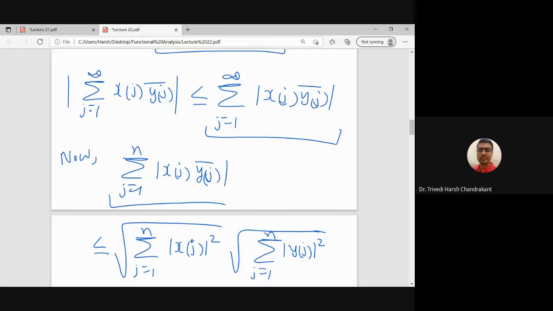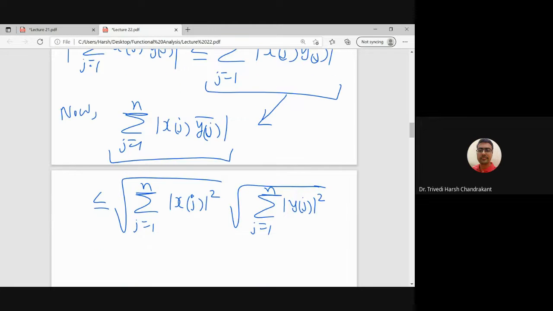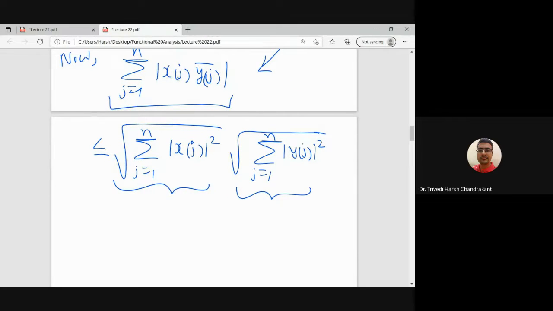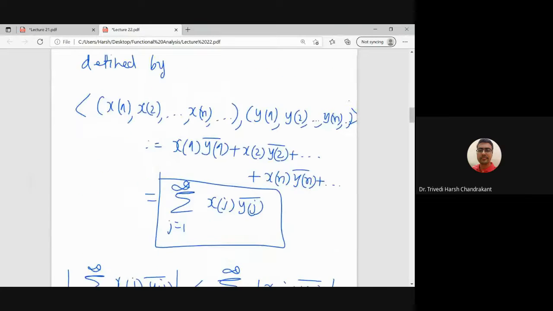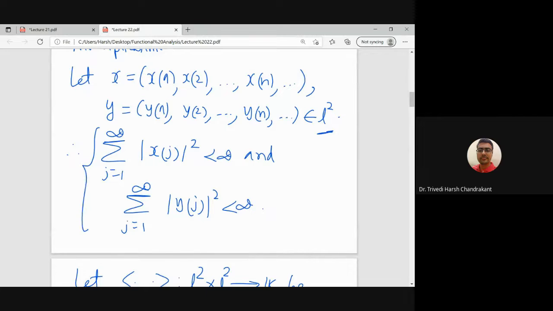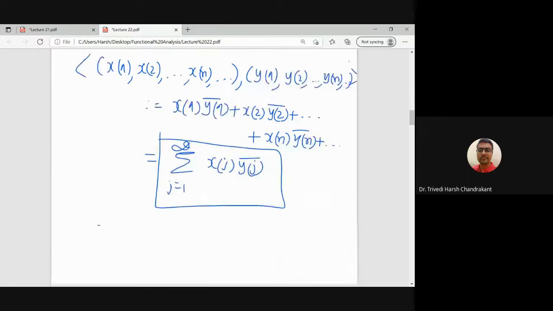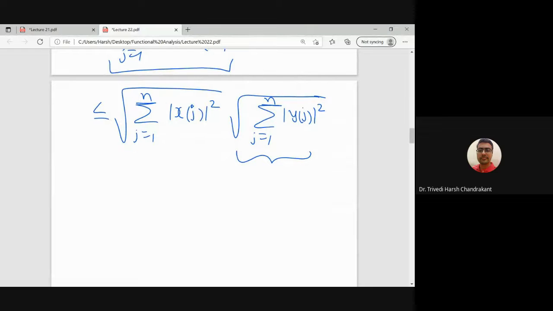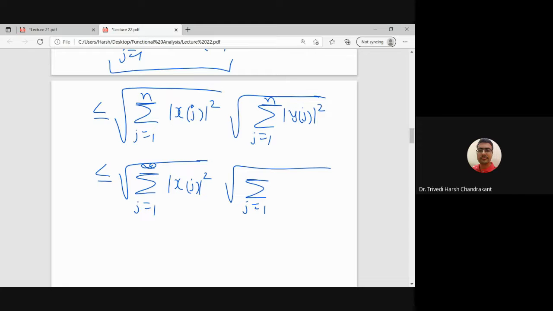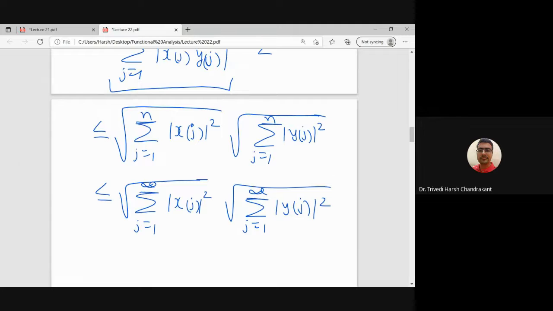First we have considered the nth partial sum of this series. The nth partial sum is bounded by these two terms, and these two terms are basically partial sums of these two convergent series. That is our assumption: x and y belong to L2, which means these two series are convergent, so their partial sums converge. Since their partial sums form a monotonic sequence, this is less than or equal to the sum j from 1 to infinity of modulus of xj squared, and the sum j from 1 to infinity of modulus of yj squared, right?